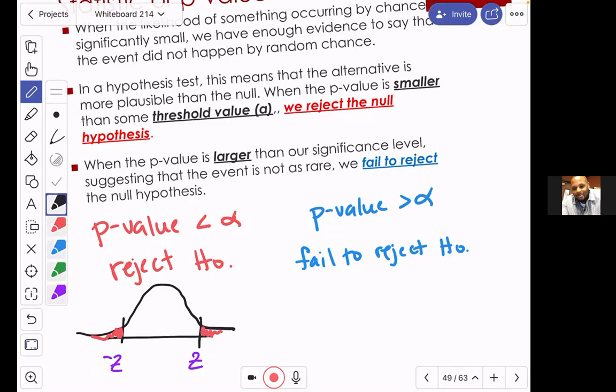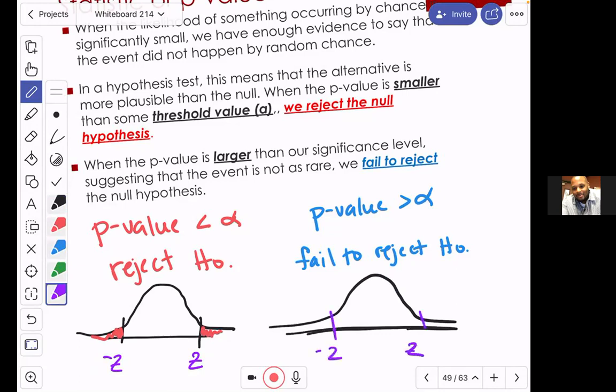Likewise, here is z, here is negative z. We're going to fail to reject anything that falls within these values right here.